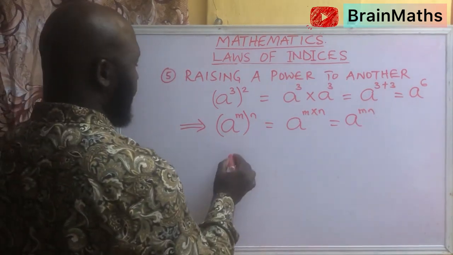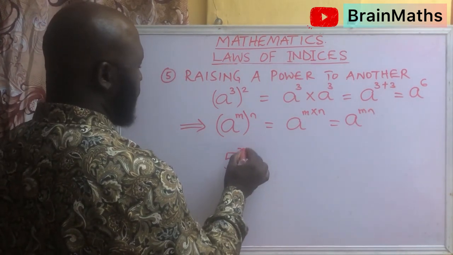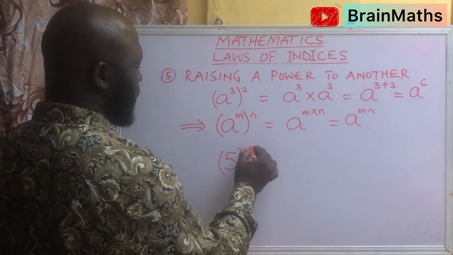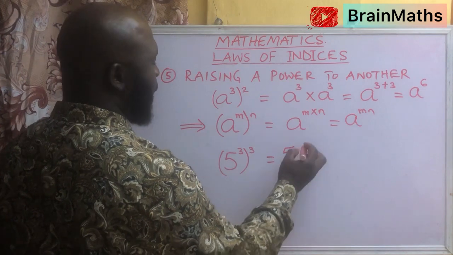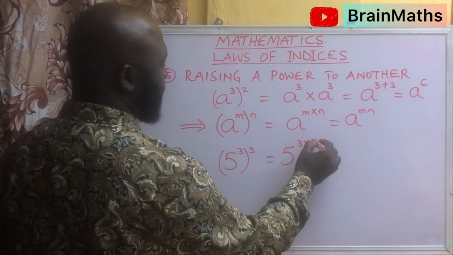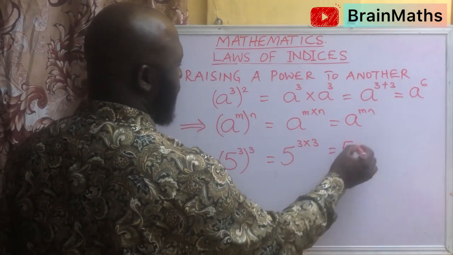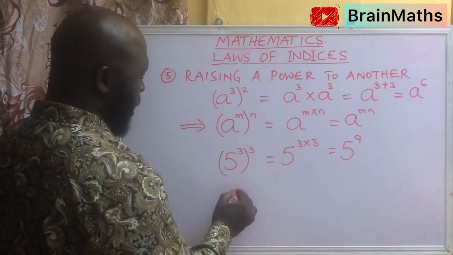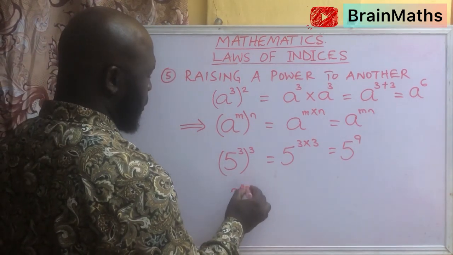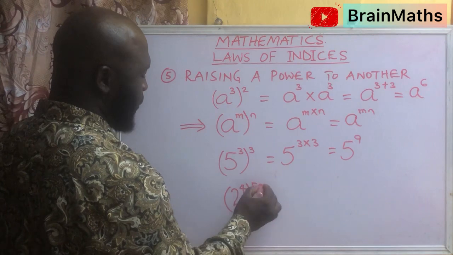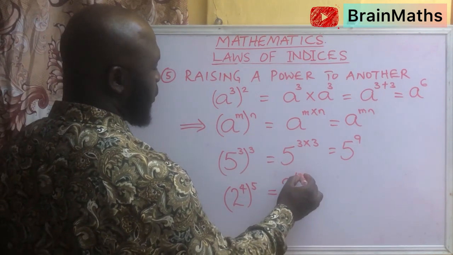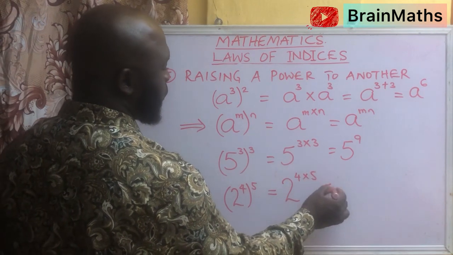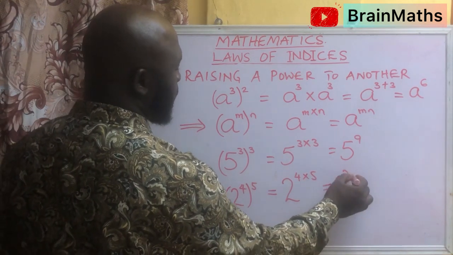For example, if you have 5 raised to power 3 being raised to another power of 3, all we have to do is to say 5 raised to power 3 times 3, which is 5 raised to power 9. And when we have 2 raised to power 4 raised to power 5, the expansion of this is going to give us 2 raised to power 4 times 5, which is 2 raised to power 20.